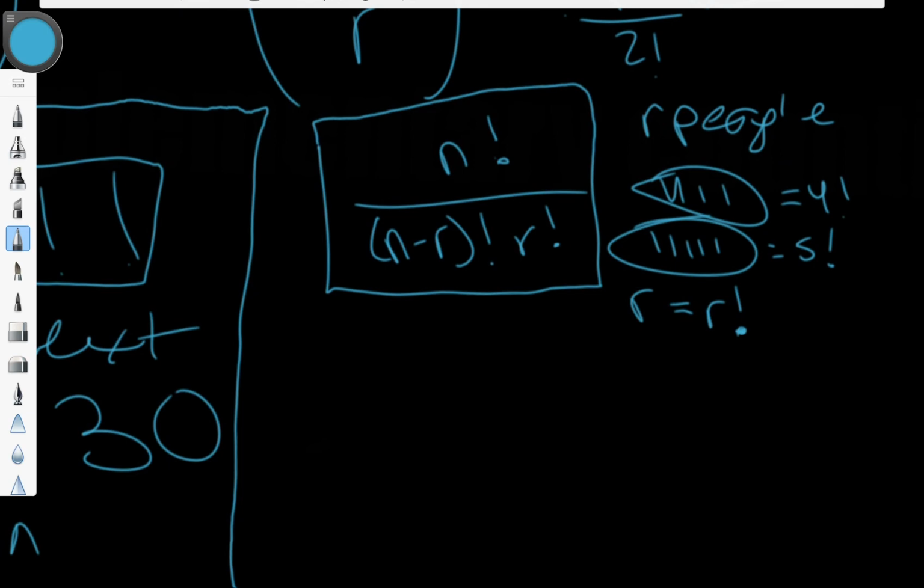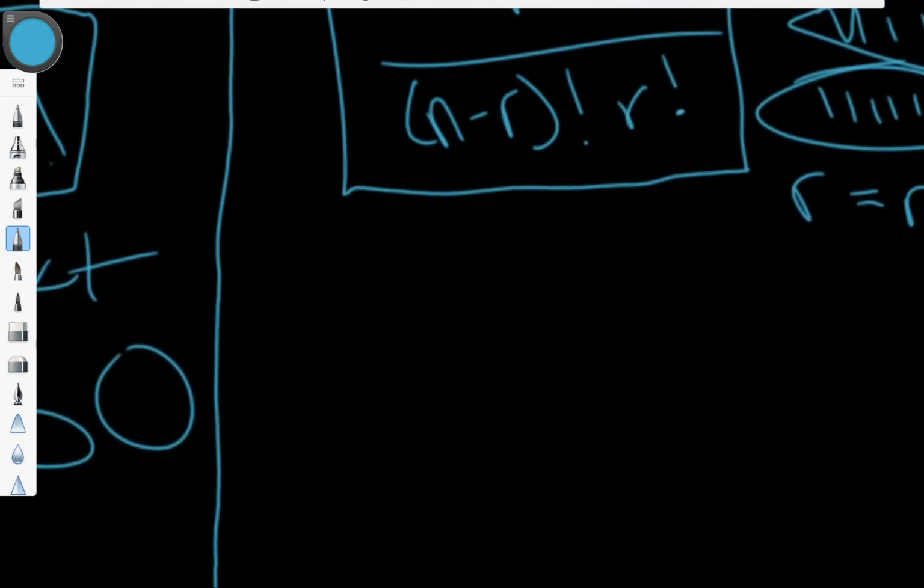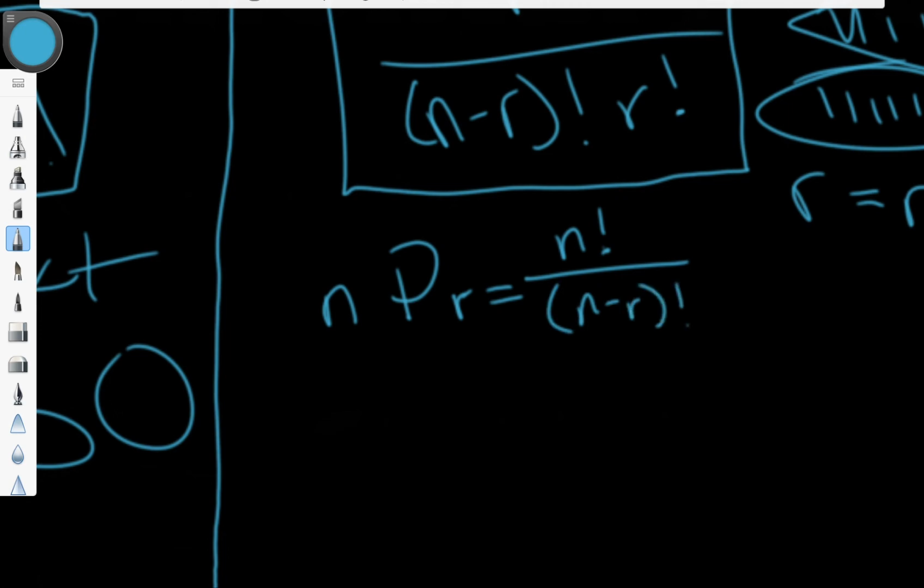So, what have we learned today? Let's write down all our things, right? N permutation R is equal to N factorial over N minus R factorial, right?